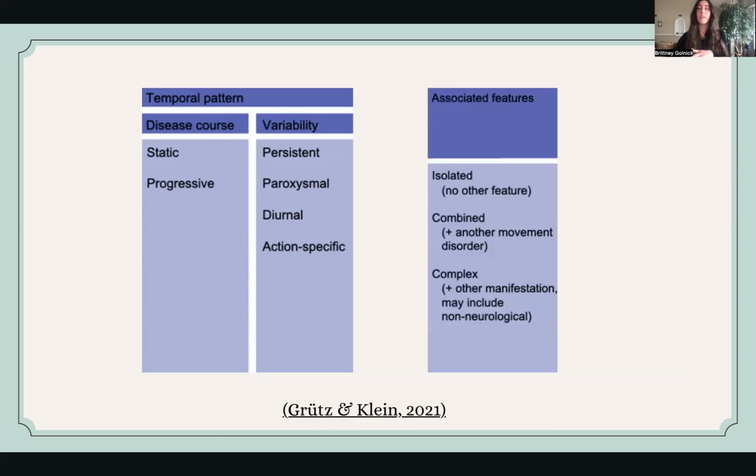And then you also have the associated features. This looks like isolation. Is it isolated, the only movement disorder that there is? Is it combined with another movement disorder, for instance dystonia and chorea? Or is it complex, does it manifest in other ways? Meaning they might have chorea and dystonia, but also manifestations of visual impairments or ataxia or hearing loss and things like that. All of these characteristics really help with diagnosing and understanding how to treat dystonia patients.